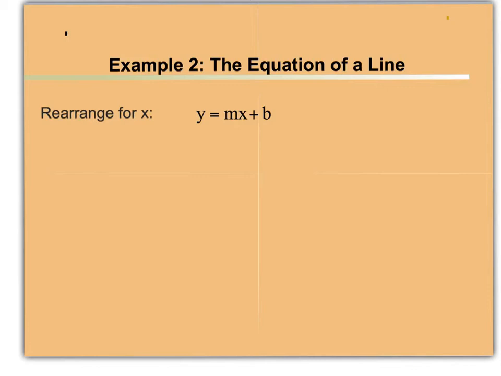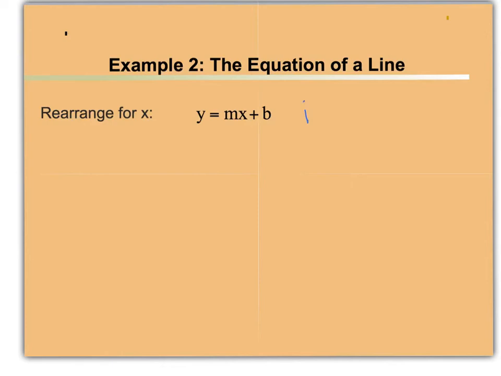In our second example, we are going to look at a formula for the equation of a line. We're going to become very familiar with this equation in grade 9. The equation is y equals mx plus b. We're going to rearrange this equation for x, so that instead of saying y equals, it will be written as x equals.